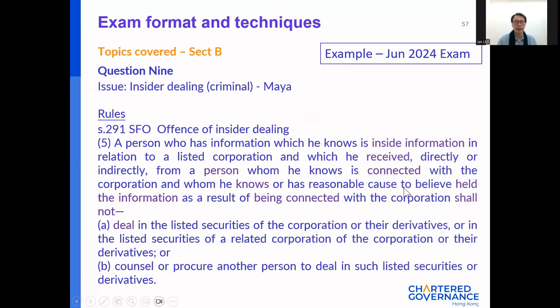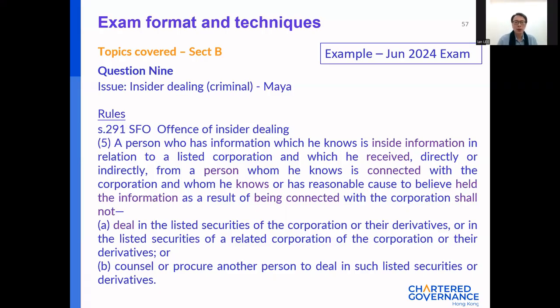Okay, now what about Maya? Well, for Maya, I believe a different section number would apply to her. It will be subsection 5. The reason is because she is not a connected person. So just then we looked at subsection 1 and subsection 3, which talk about the connected person, David, committing insider dealing. But since Maya is not a connected person, 1 and 3 would not apply to her, and instead subsection 5 would apply.